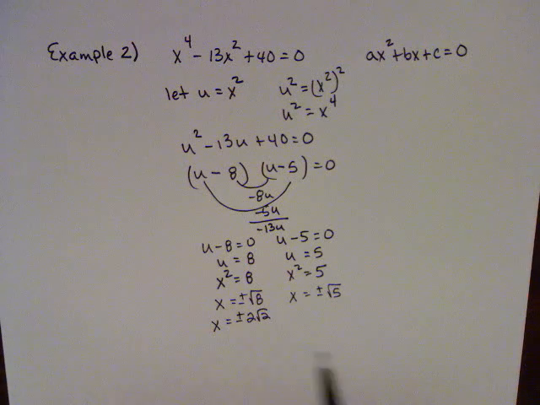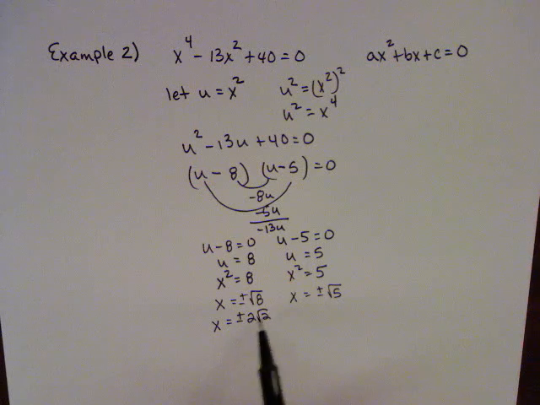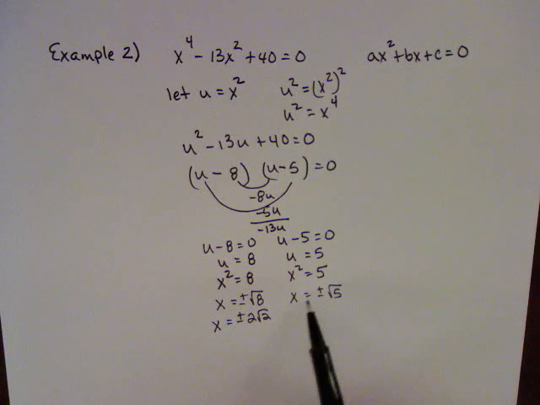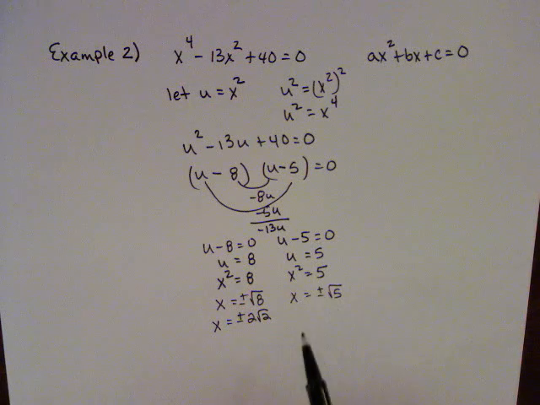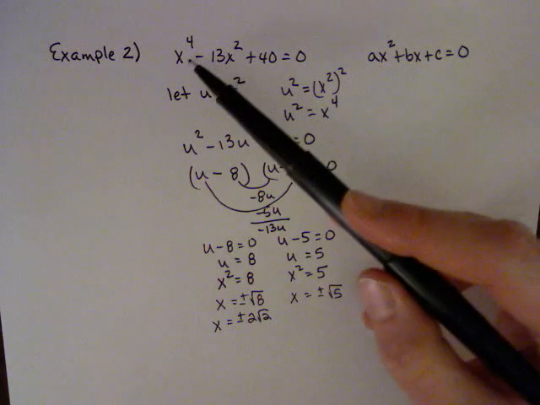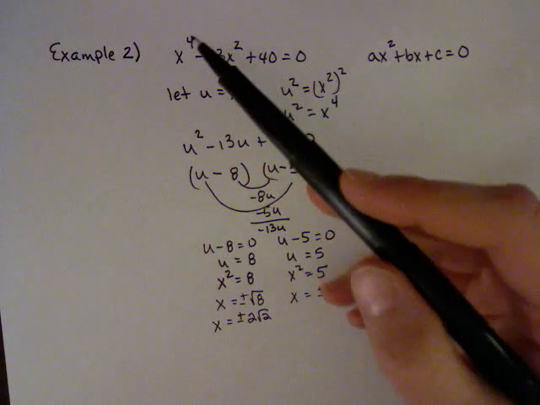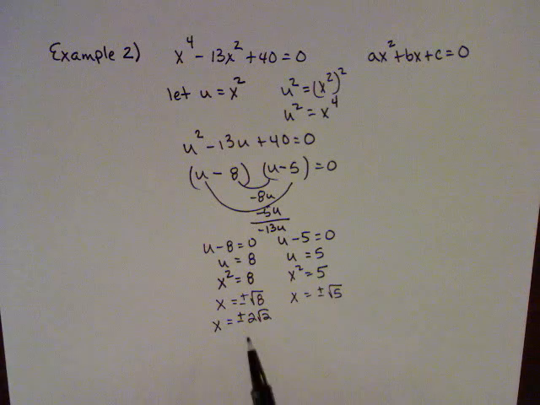So we have 4 solutions. X is equal to positive 2 radical 2, negative 2 radical 2, and x is equal to positive radical 5 and negative radical 5. Notice we have 4 solutions, and our highest power of x is to the 4th. The number of solutions should match the highest power of an equation.